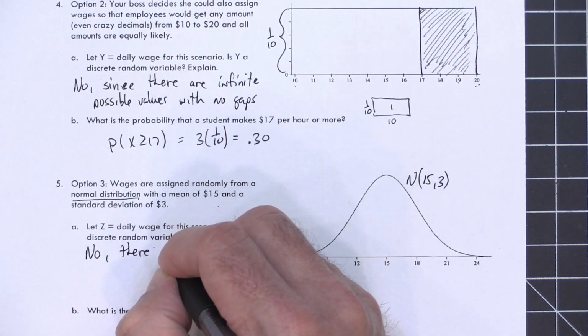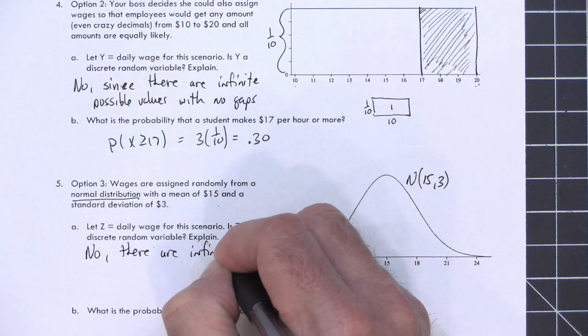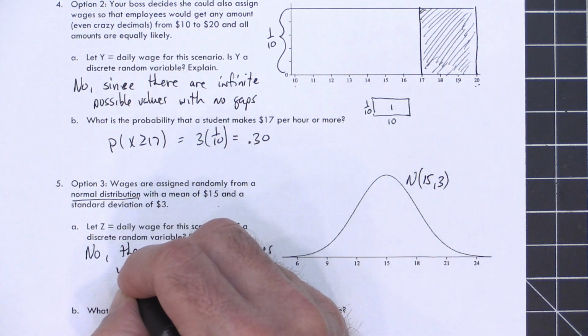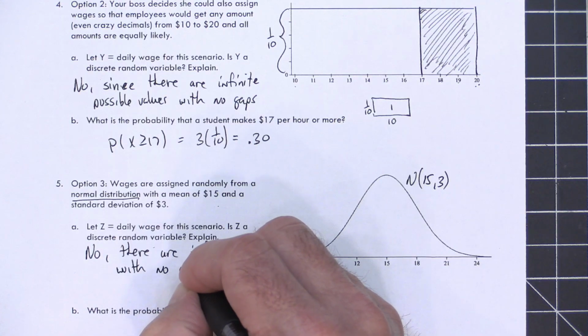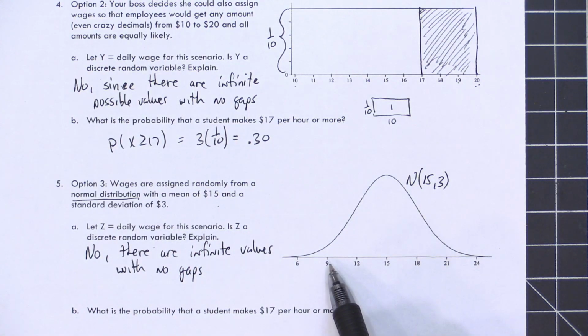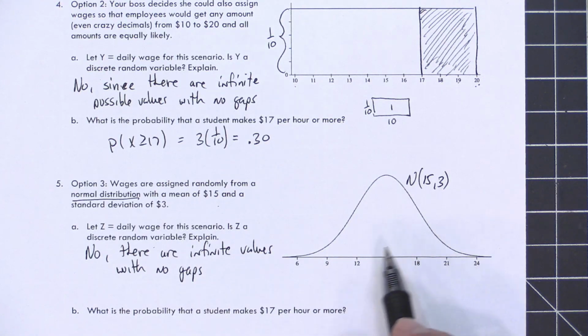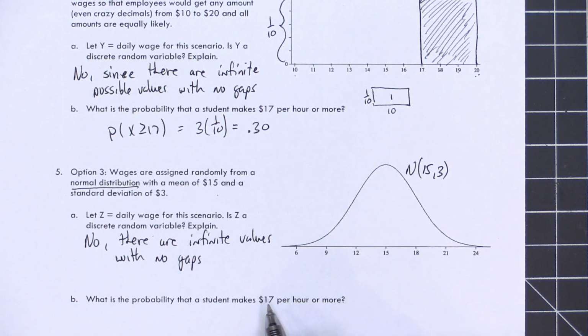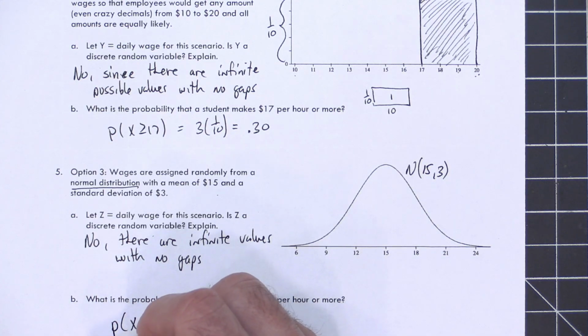There are infinite values with no gaps. So again, you could have $9.01, $9.12, $9.125, whatever. Any of those things are possible. But now, what's the probability that a student makes $17 an hour or more? So again, X is greater than or equal to 17.